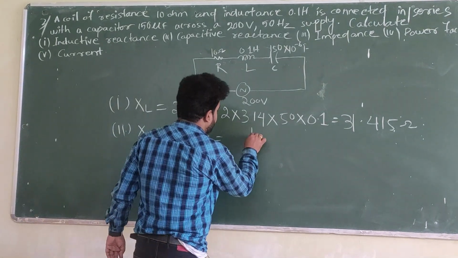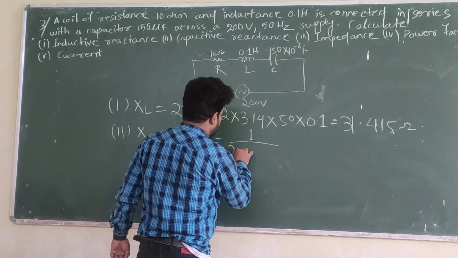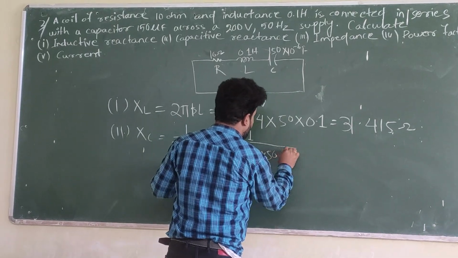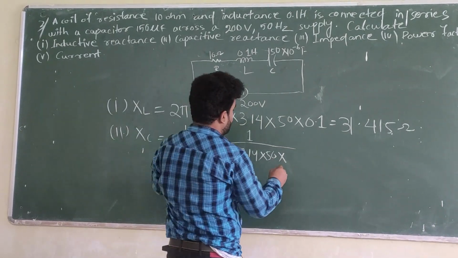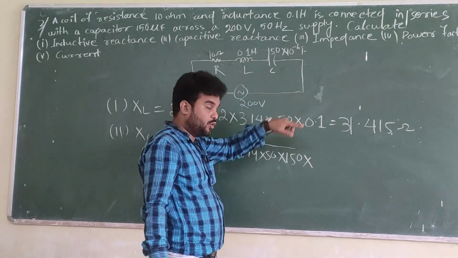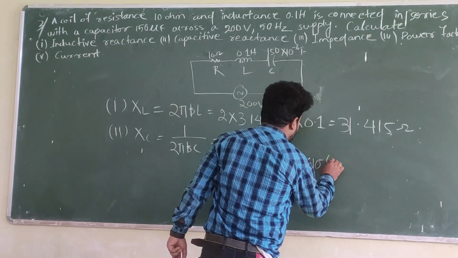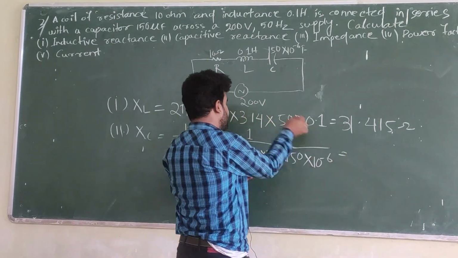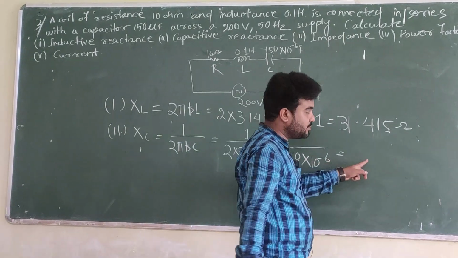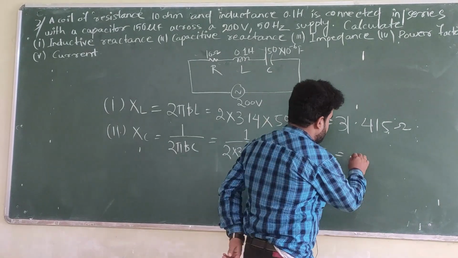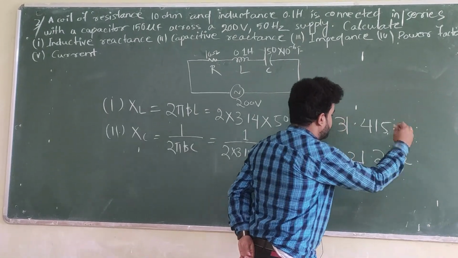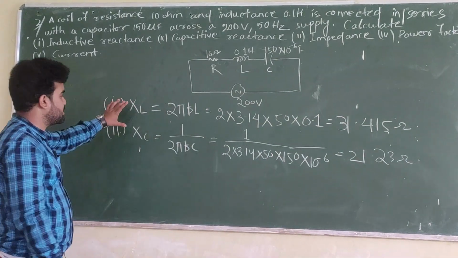So 1 divided by 2 into 3.14 into frequency 50 into C, which is 150 into 10 to the power minus 6. Always remember this is microfarad, so convert it to farad. The answer is 21.23 ohm. Okay, so we found XL and XC.